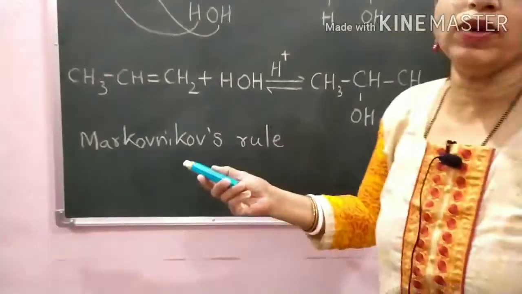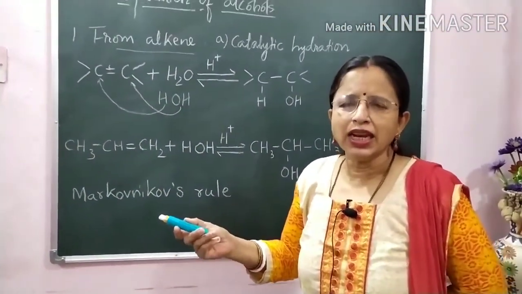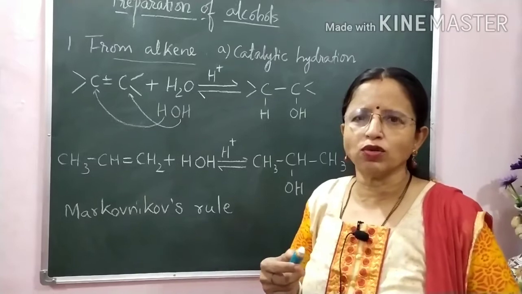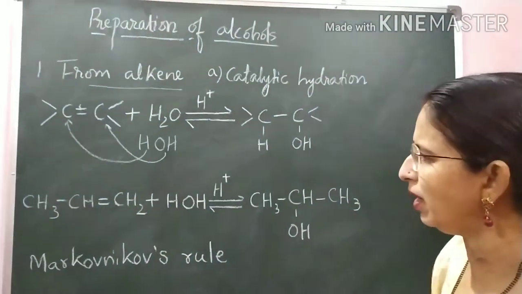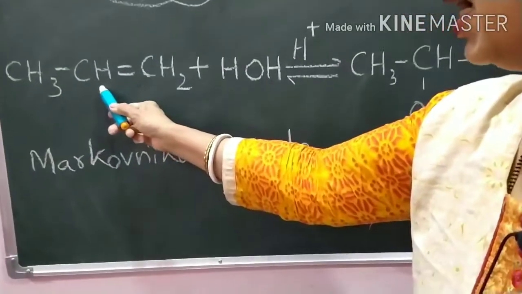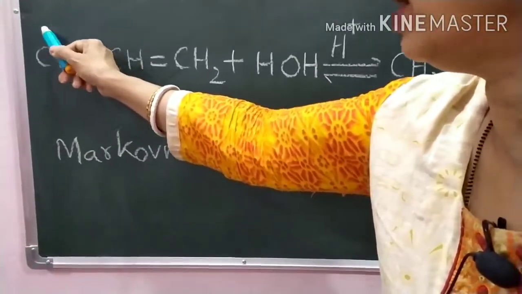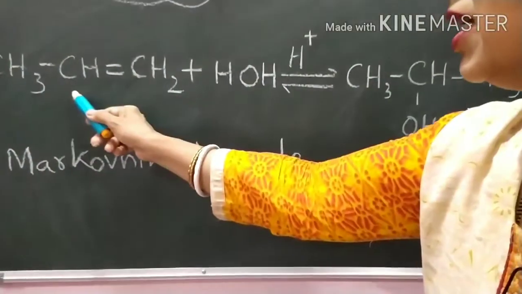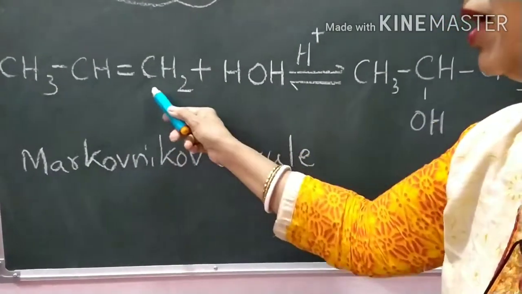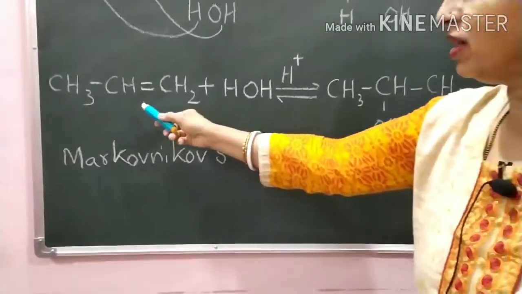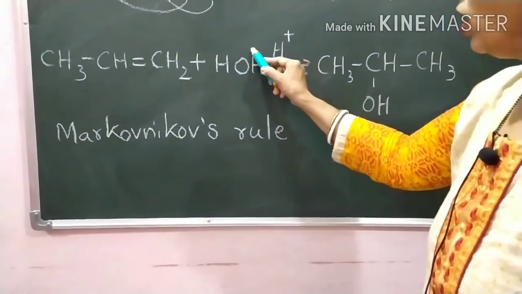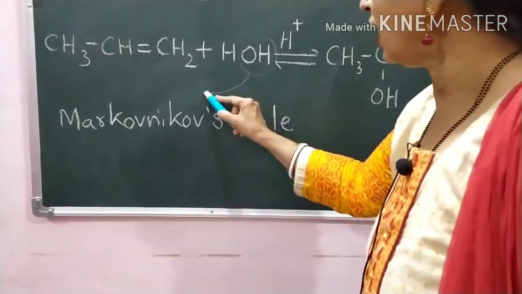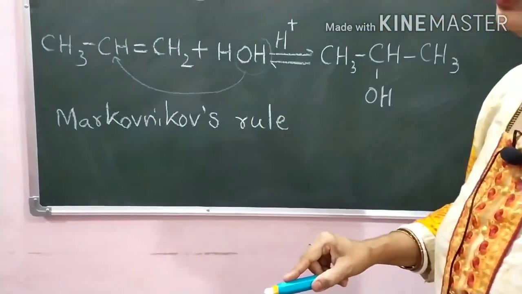But this is not true with asymmetric alkenes. In asymmetric alkenes, the binding of the electronegative group follows Markovnikov's rule. Here I have explained with one example. This is propene. So this is the asymmetric part. This carbon is bonded with a bulky group, a methyl group, whereas this carbon does not have the methyl group. This is the unsaturated asymmetric part. So when water is reacting with this type of alkene, the hydroxyl group is the electronegative group, and it binds to the carbon which has less number of hydrogens.